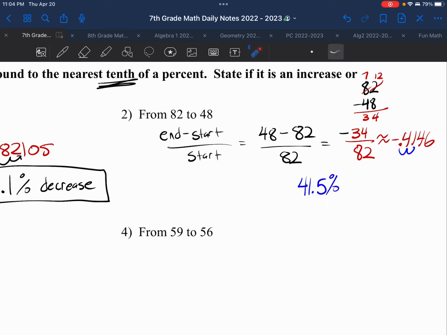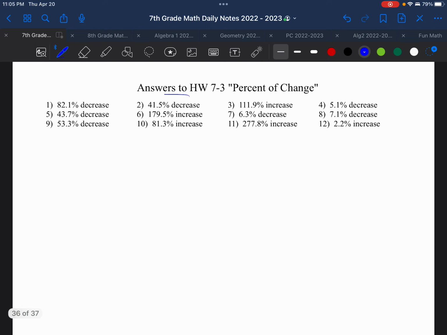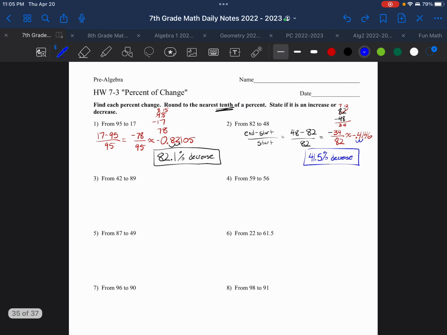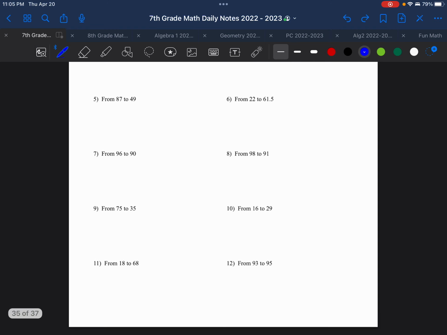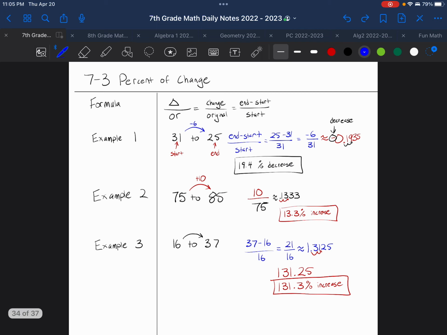Check it out. If this was a positive, then we would say increase, but it's a negative, so again, we say decrease like we did in number 1. Decrease. And then we box it. 41.5% decrease for number 2. So just modeling, you're always checking your work. So those are the first 2 problems. Please continue on through number 12. And that concludes our lesson for 7-3. Thanks for watching.